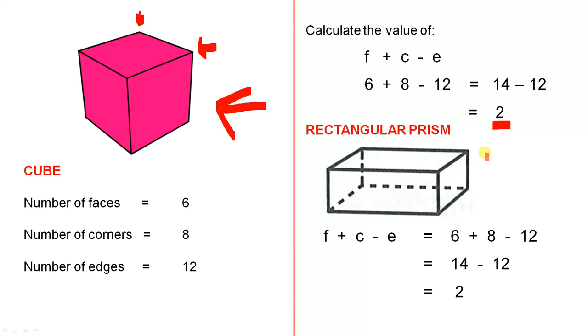Let's look at the rectangular prism. The number of faces is 6, the number of corners 8, the number of edges 12. 6 plus 8 minus 12 is 14 minus 12, which is 2. So it's exactly the same as the cube.